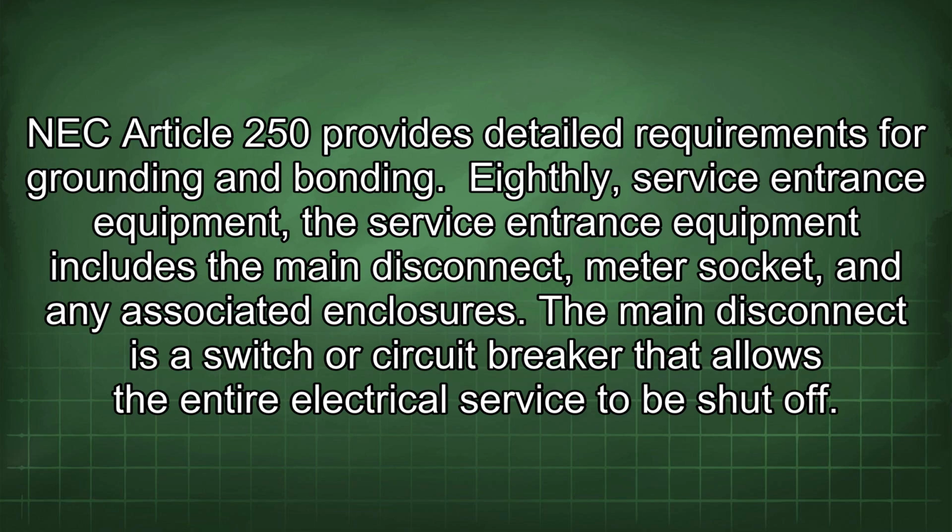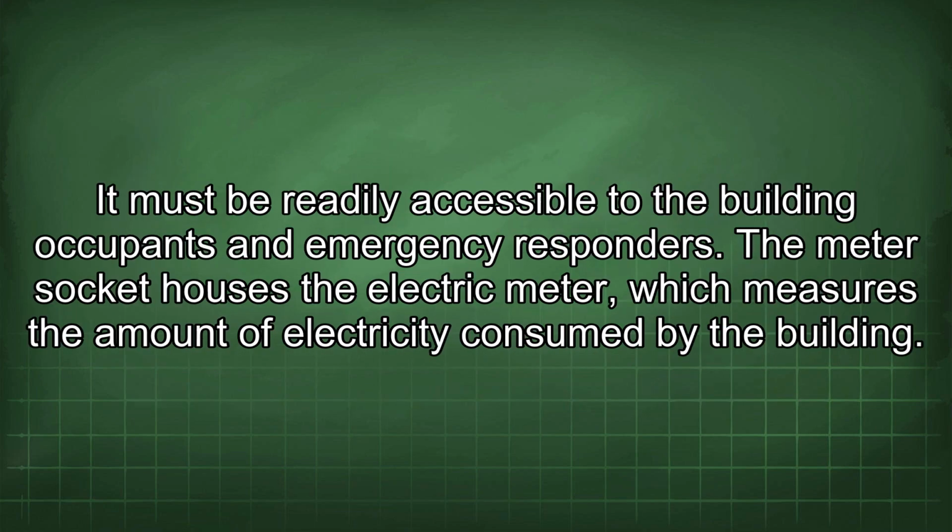Eighthly, service entrance equipment. The service entrance equipment includes the main disconnect, meter socket, and any associated enclosures. The main disconnect is a switch or circuit breaker that allows the entire electrical service to be shut off. It must be readily accessible to the building occupants and emergency responders. The meter socket houses the electric meter, which measures the amount of electricity consumed by the building.